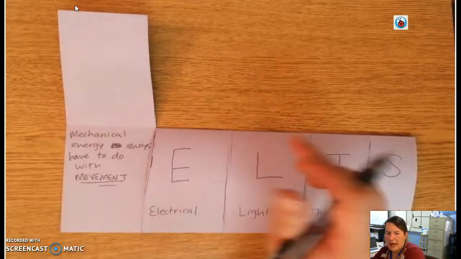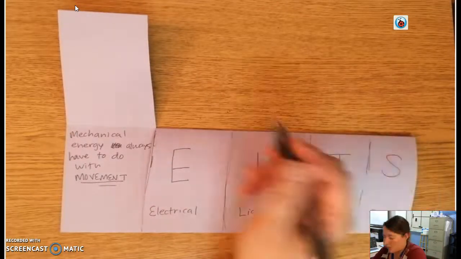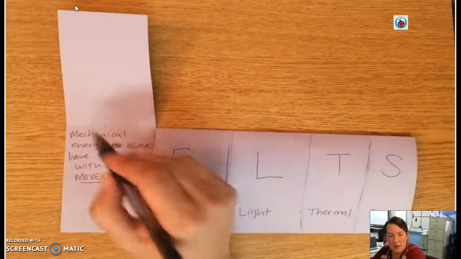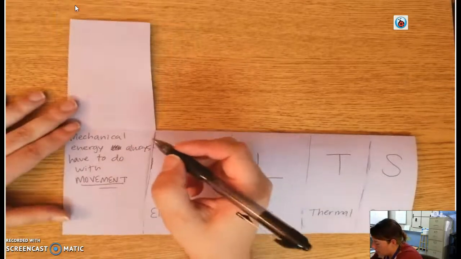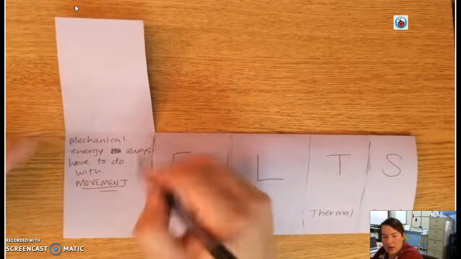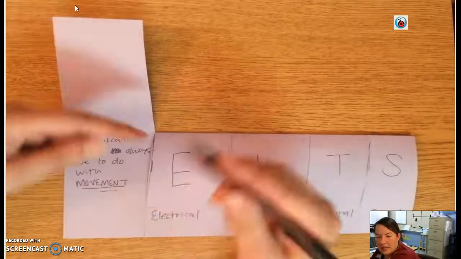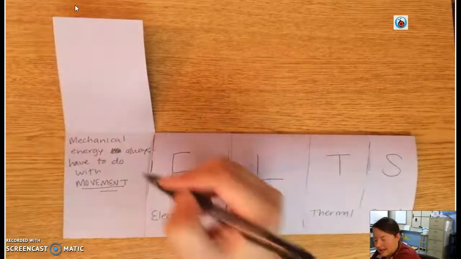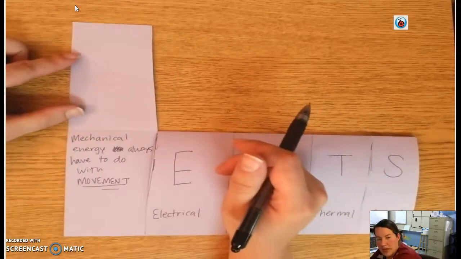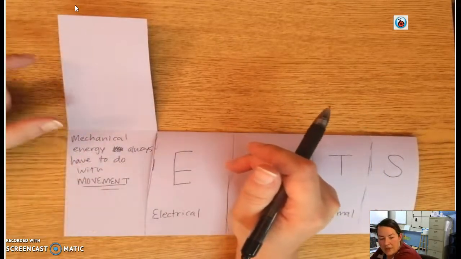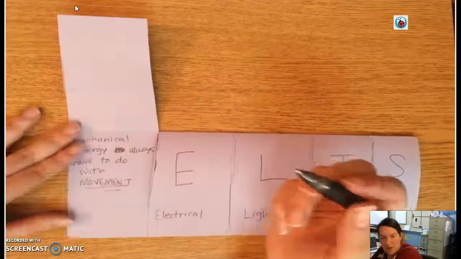So think about maybe like a ceiling fan, right? A ceiling fan is spinning round and round, right? That's using mechanical energy. Or a bicycle, right? Or you're pedaling and pedaling with your feet and it's moving. That is mechanical energy. So we're going to write the definition and draw a picture for each of our flaps here. So I'm going to draw a picture of a ceiling fan.